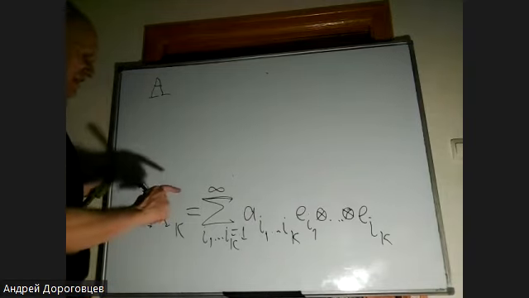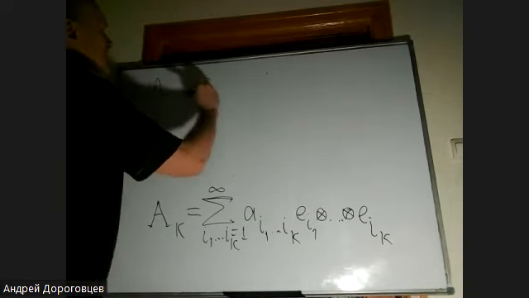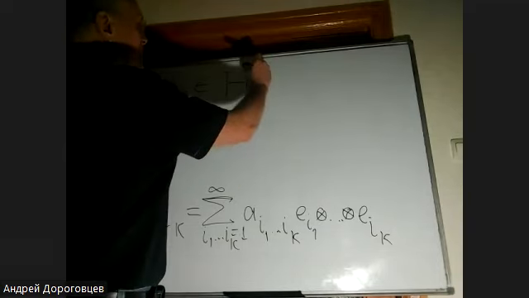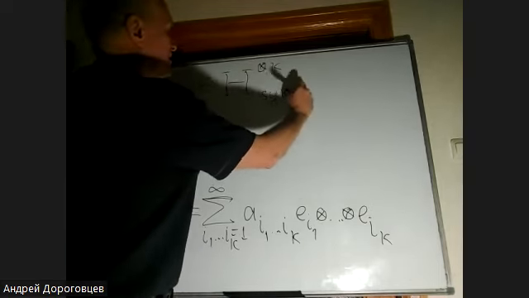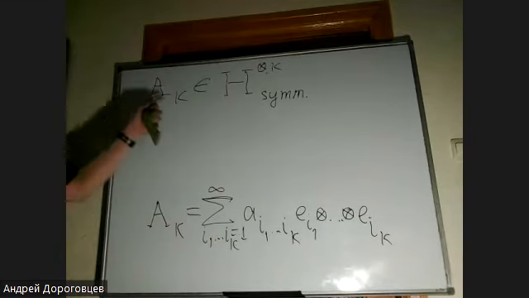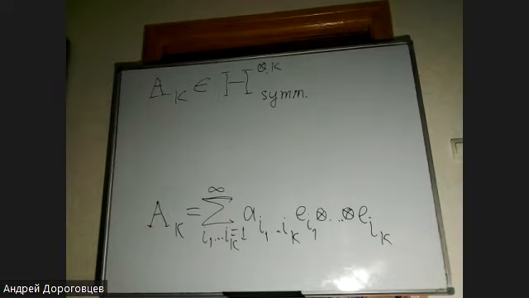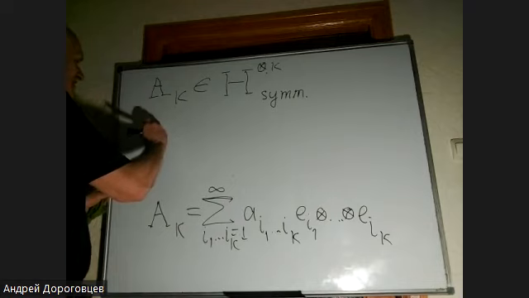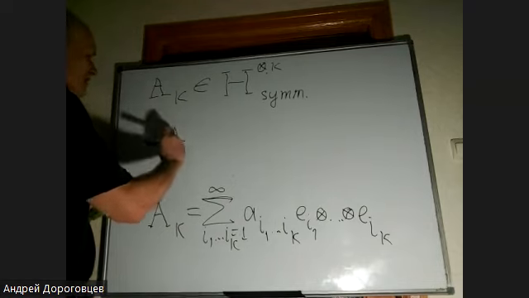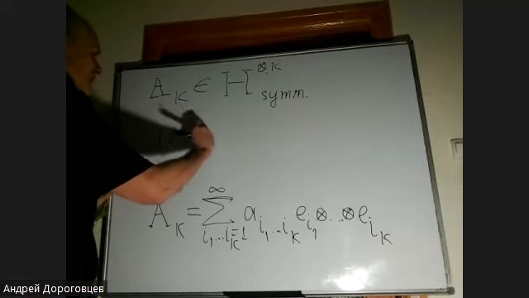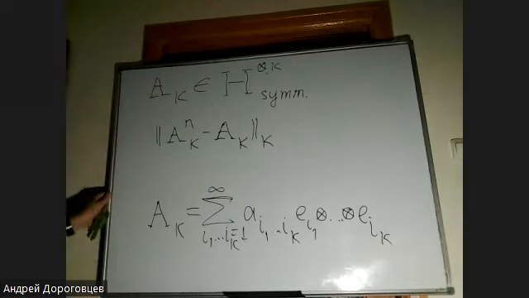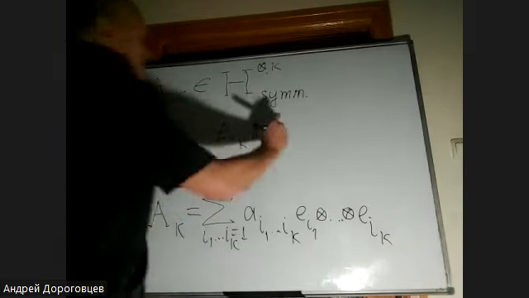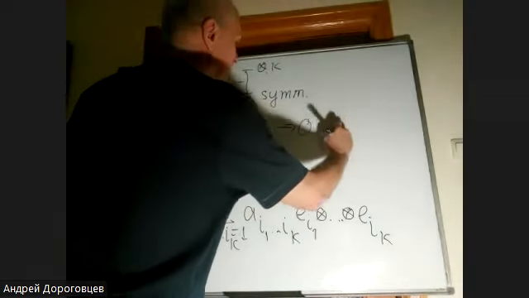One can define such A_k, which belongs to the space of k-linear symmetric Hilbert-Schmidt forms on our space H. And moreover, now we know that A_k^n minus A_k, here is now only k because this is already the infinitely dimensional case, tends to 0 when n tends to infinity.